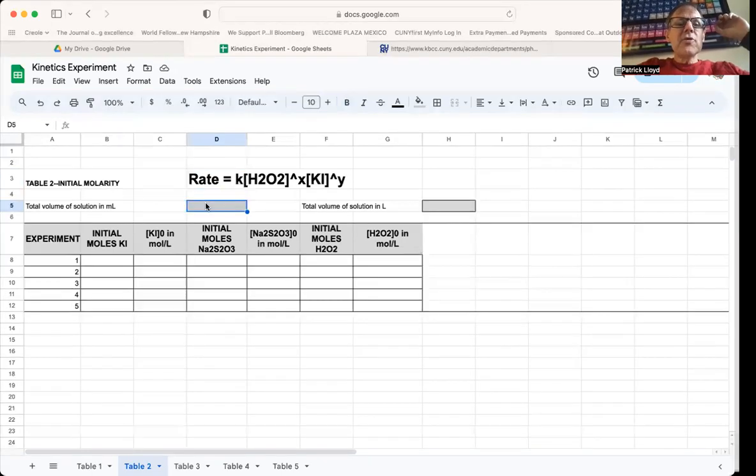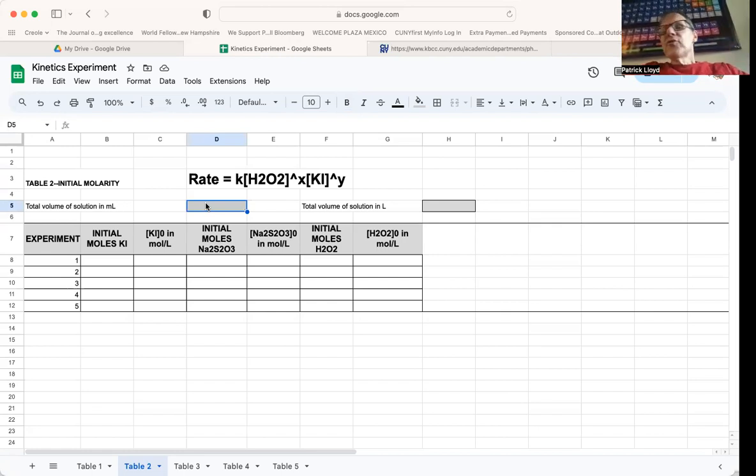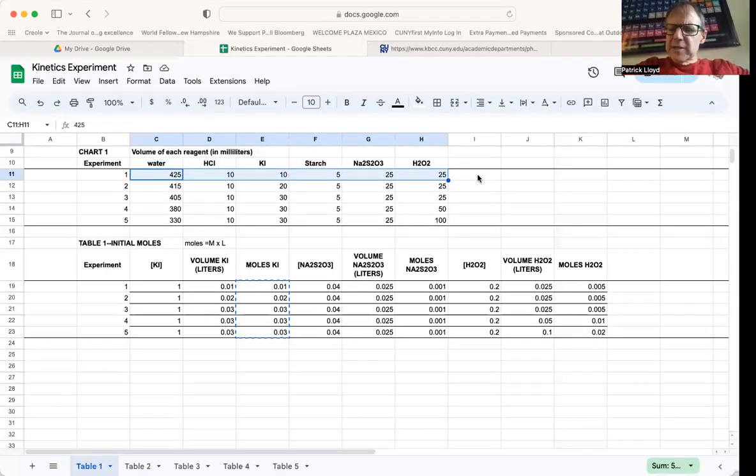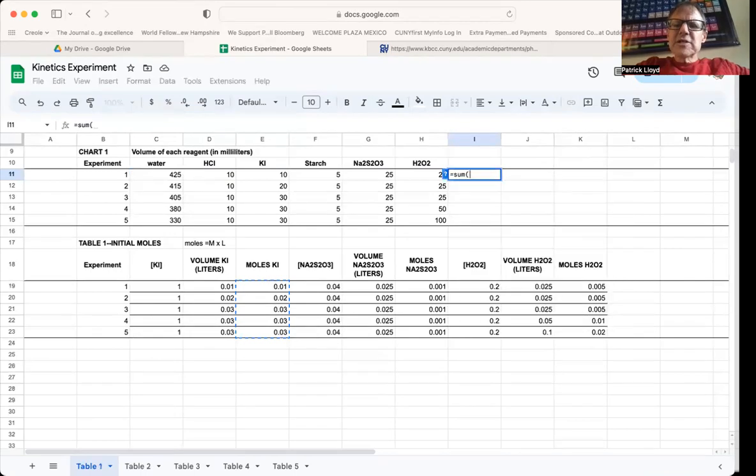We begin by noting that in order to find concentrations, we need to know the total volume of the solution in liters. The way we go about that is we add up all the individual volumes. Remember, for experiment 1, we added all these together. If you calculate it, using equal sign sum, you get 500 milliliters.